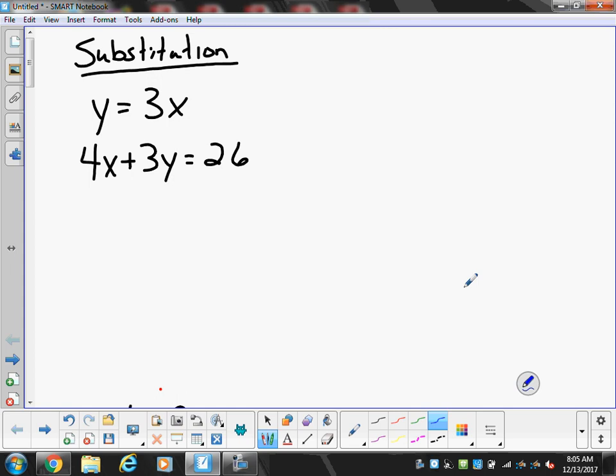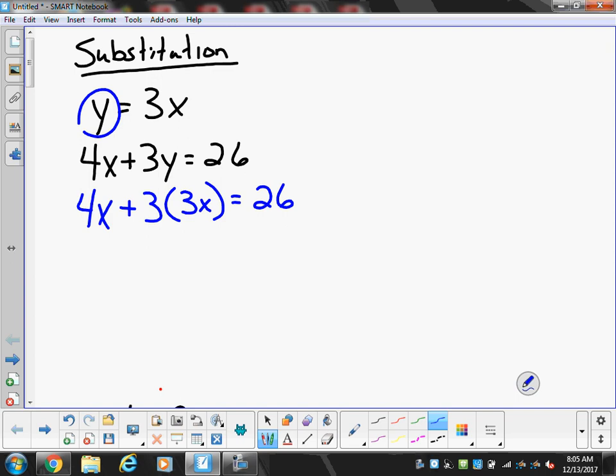On the first one, we're going to use substitution. The only time to use substitution is if you have a variable that is already by itself. So in this case, we have y that's already completely by itself, and we know what it equals. It equals 3x. So what we're going to use substitution for is in the second equation, we're going to rewrite it. But where y is, we're going to put a parentheses 3x. We're going to substitute the 3x in for y in that equation.